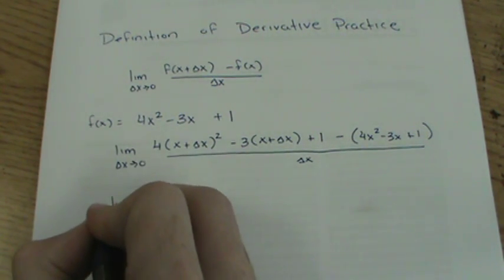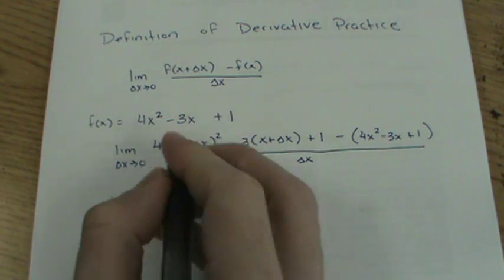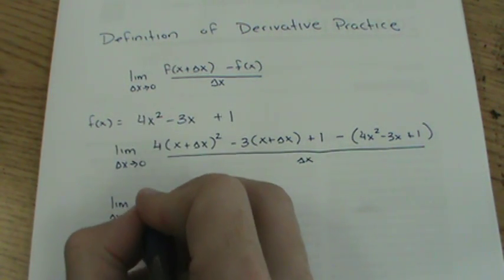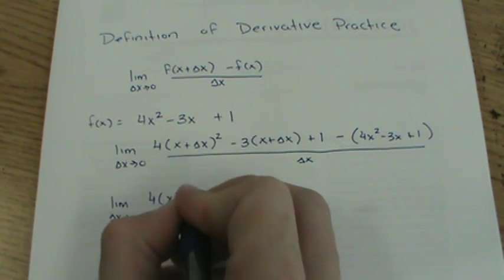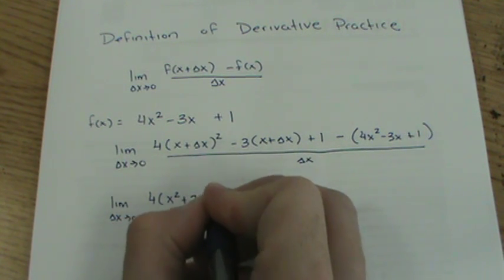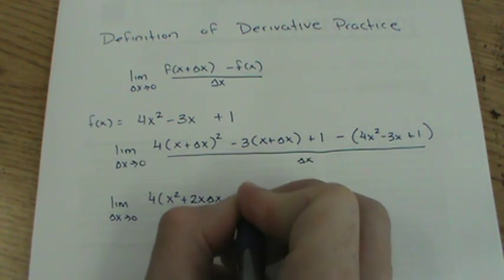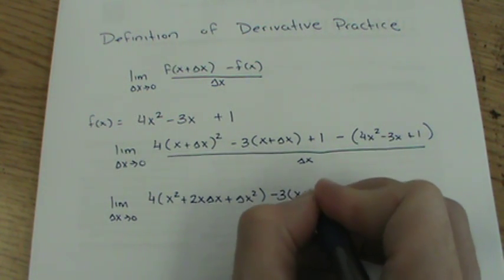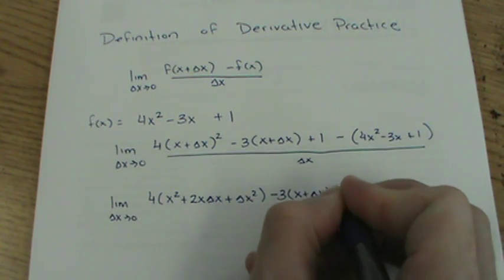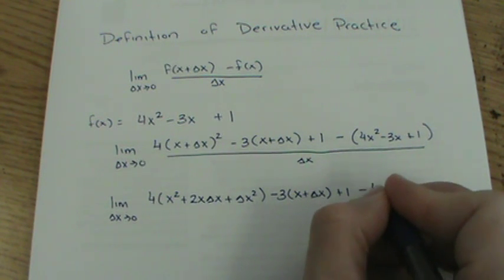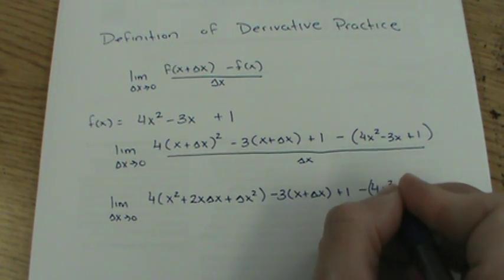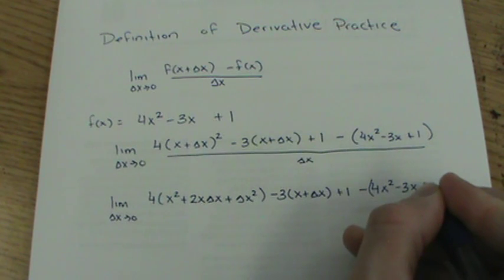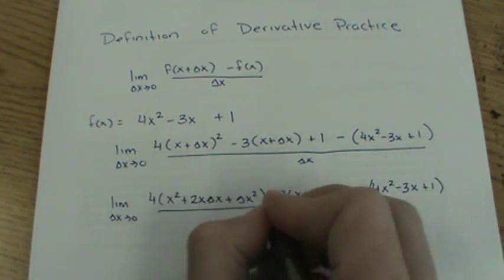So we're going to take the limit as delta x goes to 0. I'm going to go ahead and expand that first. So 4 times x squared plus 2x delta x plus delta x squared. Alright, I'm going to save all my distributing for the next step. Minus (3x plus 1) all over delta x again.